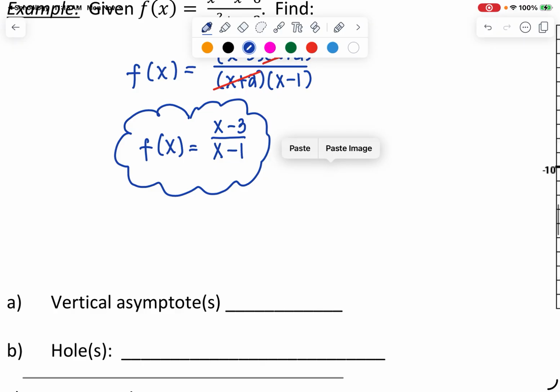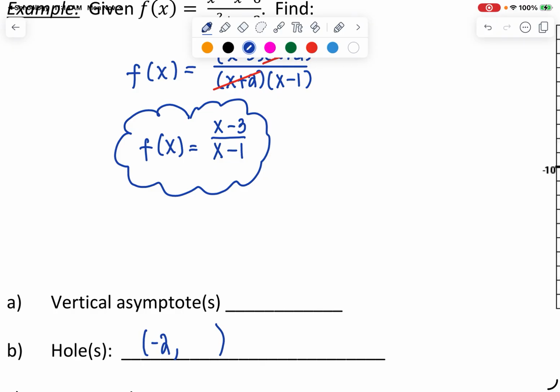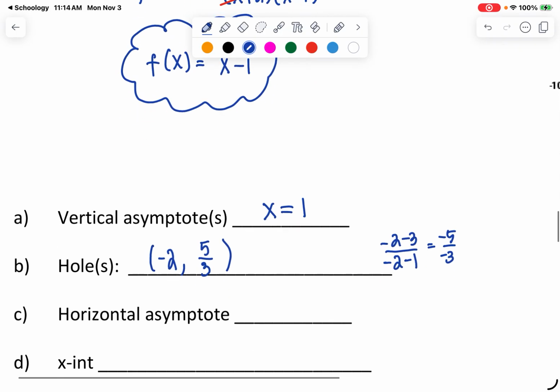So first off, where's the hole? Set x plus 2 equal to 0 and solve, and I get negative 2. To get the y value, plug negative 2 into your new function. So you're doing negative 2 minus 3 over negative 2 minus 1. So that's negative 5 over negative 3, which is 5/3. Negative 2 comma 5/3. All right, vertical asymptote, set your denominator equal to 0 and solve. You get x equals 1.